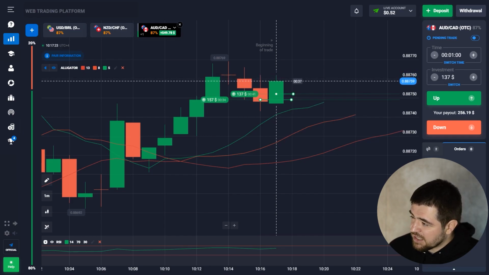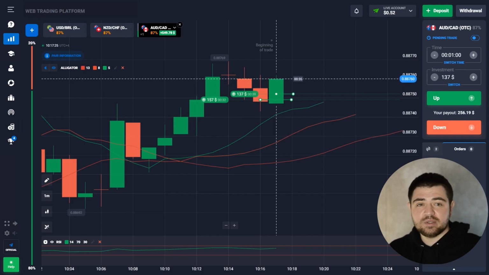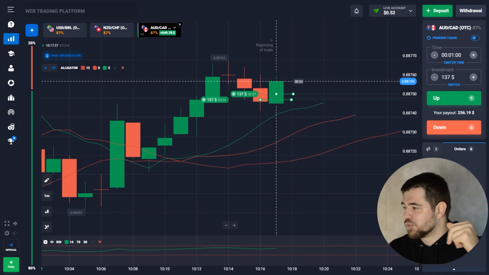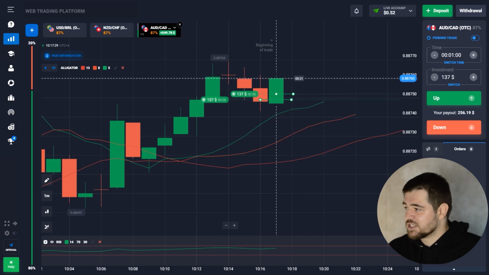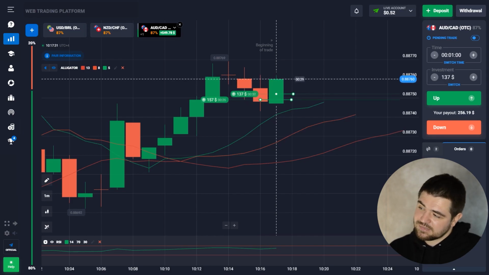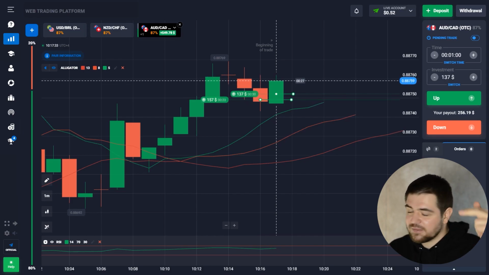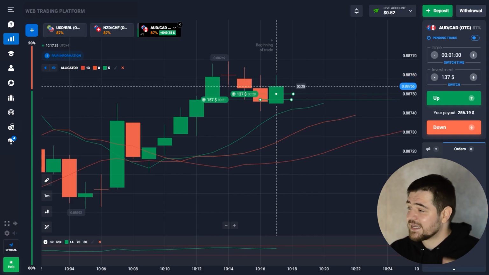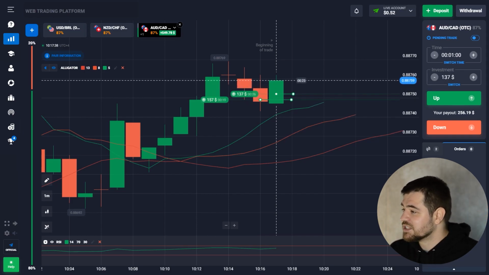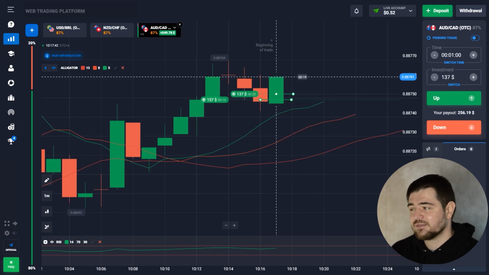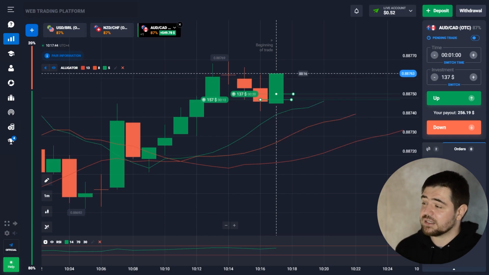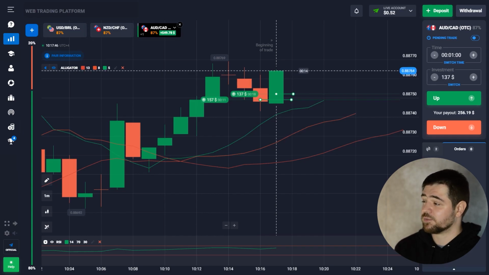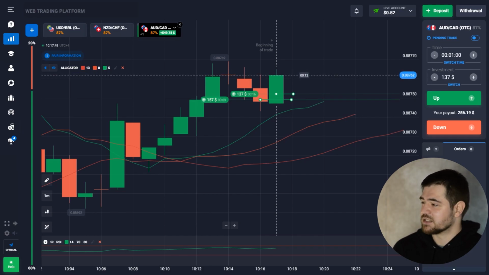So we have kind of a pullback, but then we reach the support level in the face of the alligator line at the top, right, the green line, and we're gonna bounce off from that, and this is what I'm expecting here, and so far so good. If we can get profit from this situation, then it's all we need.